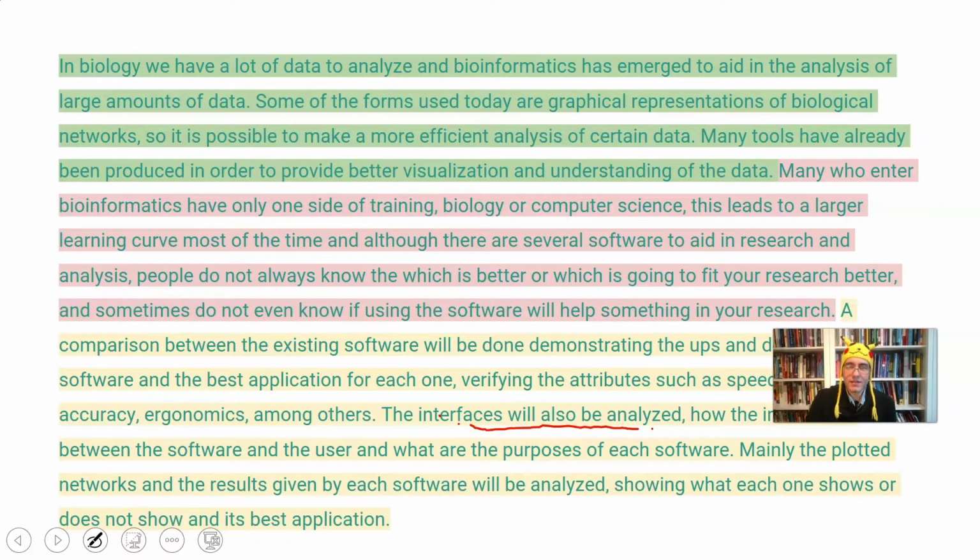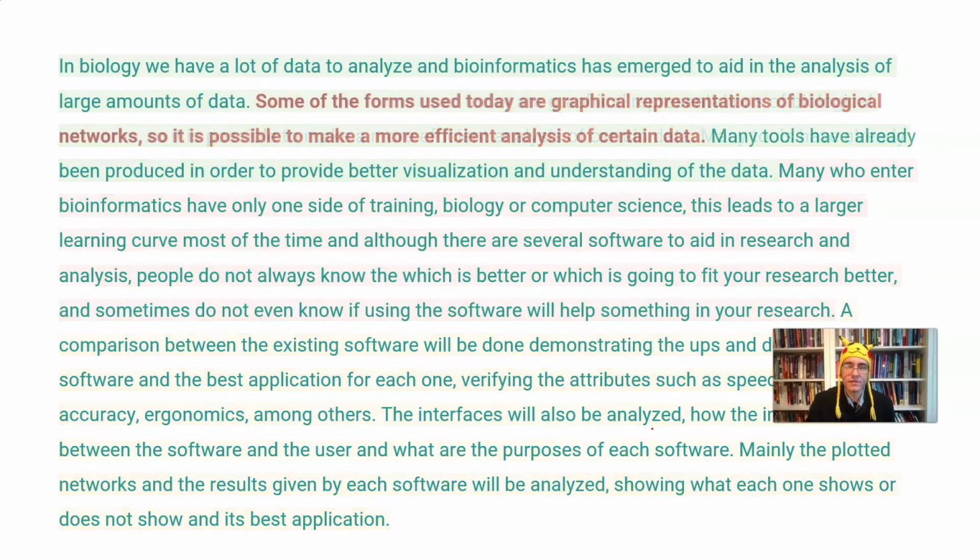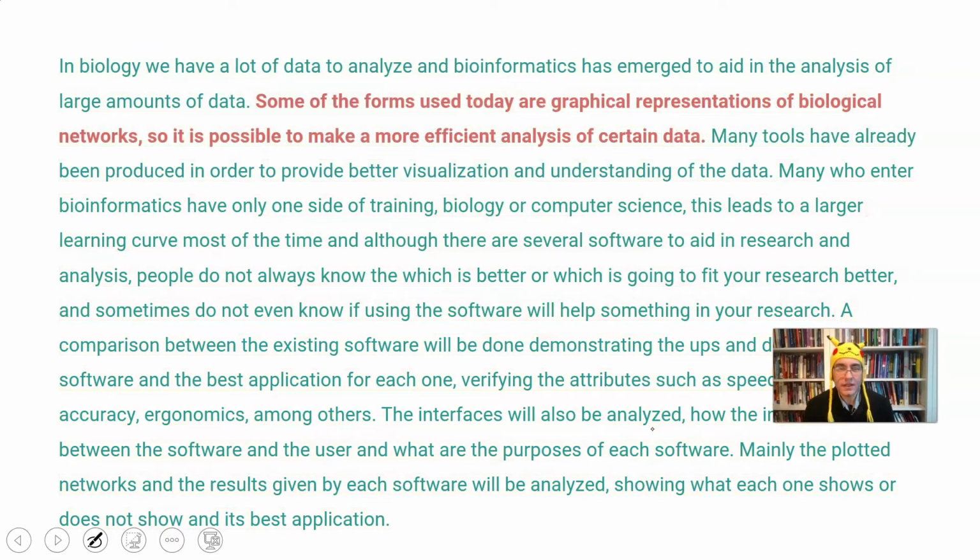However, it's not exactly clear what the claiming of the centrality is, or even what the territory is or the gap. It's a bit confusing at the moment. And one of the reasons is this sentence right here, this one in red. Some of the forms used today are graphical representations of biological networks, so it is possible to make a more efficient analysis of certain data.